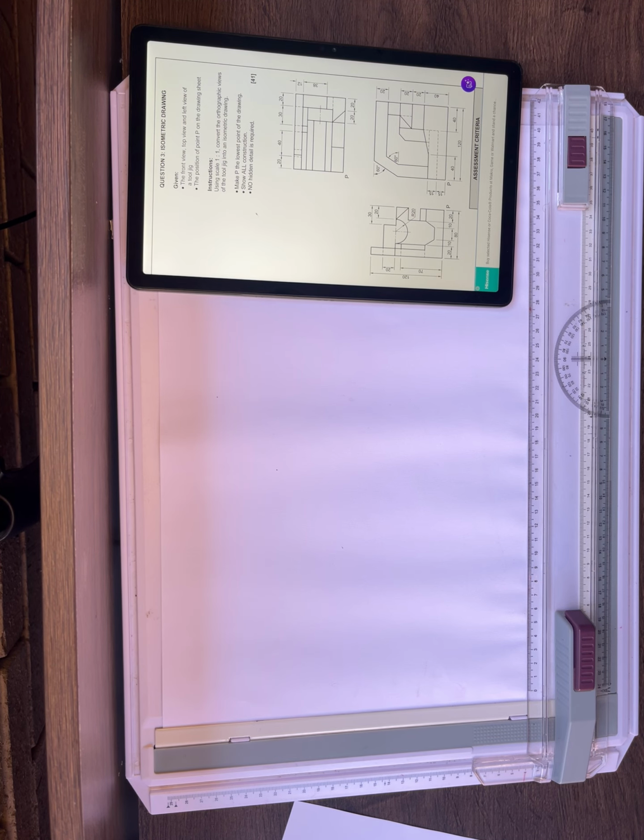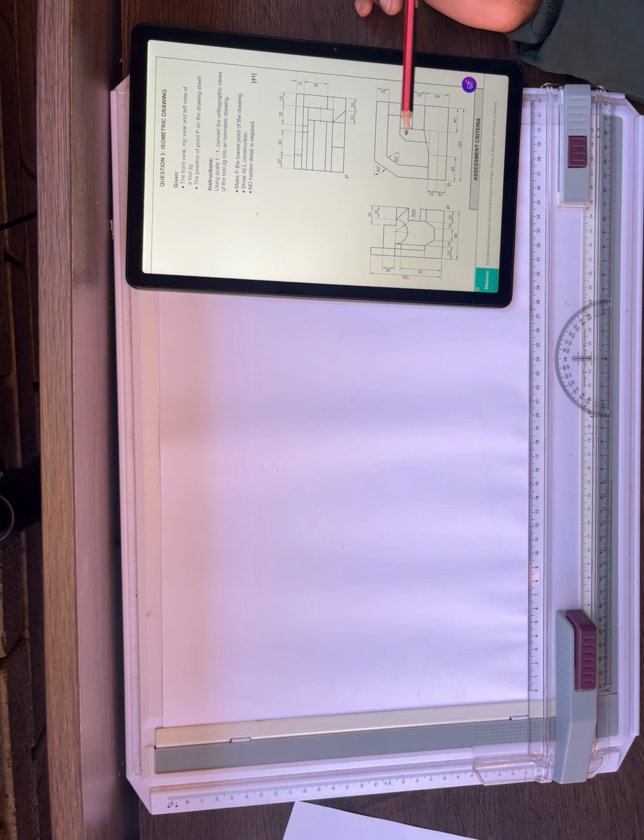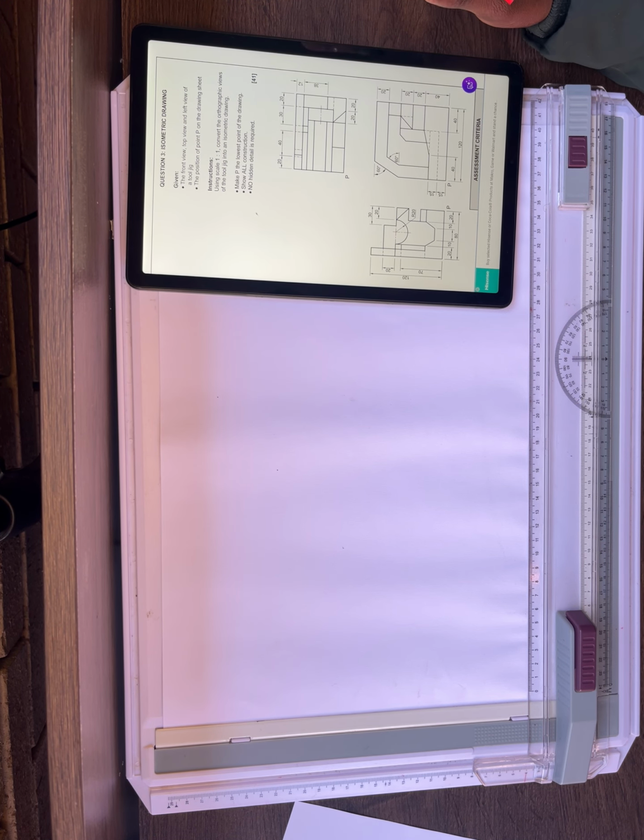Instructions: using scale 1:1, convert the orthographic views of a tool jig into an isometric drawing. Make P the lowest point of the drawing. Show all constructions. No hidden detail is required. Which means that on our question paper we are given a starting point, that is P. That is where we are going to start drawing.